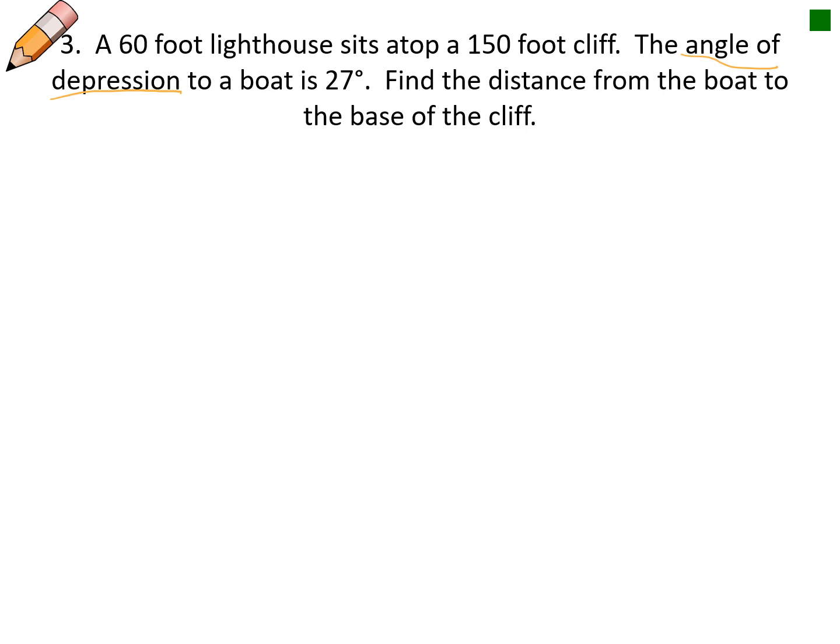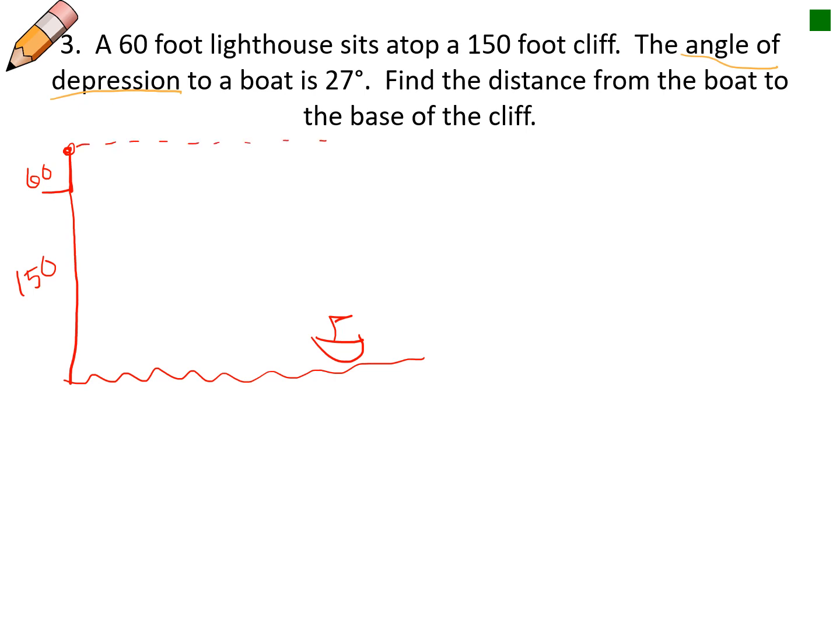So we have a 60-foot lighthouse, so this is 60 feet, on top of a cliff, which is 150 feet, and then we have some waves, and we have a boat sitting out here, and they told us from the lighthouse we have an angle of depression about 27 degrees. So if the light were to be shining directly straight out into the water, making a 90-degree angle, we're saying that the angle of depression on this guy is this angle right here.